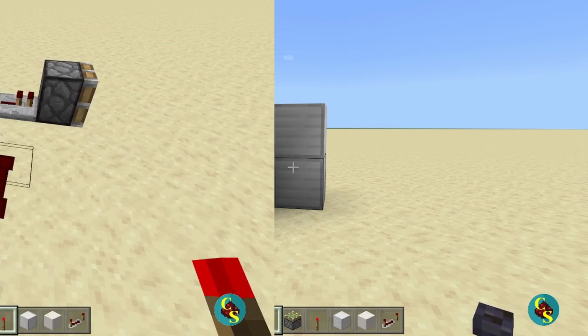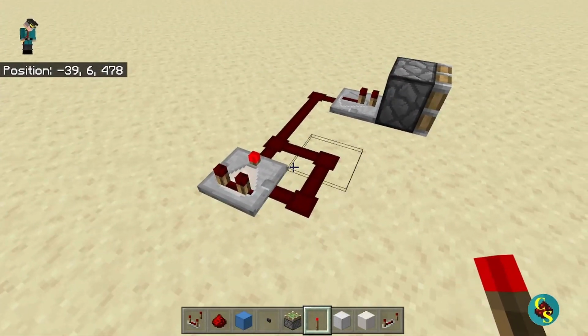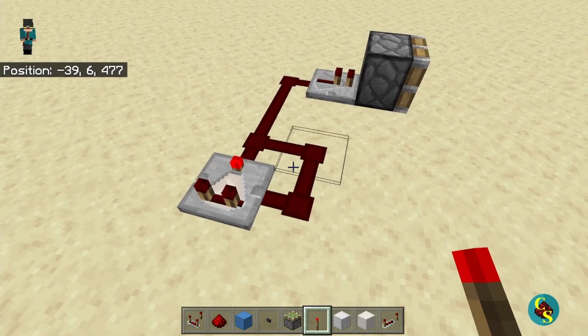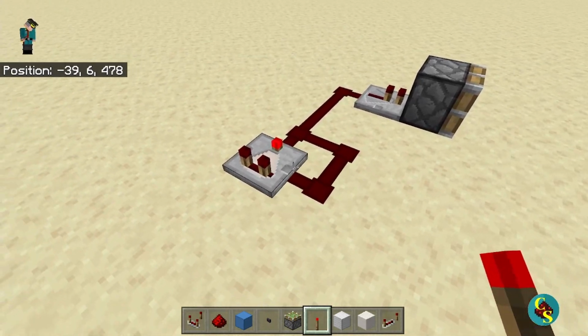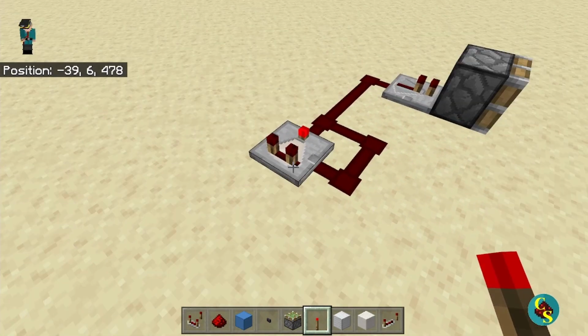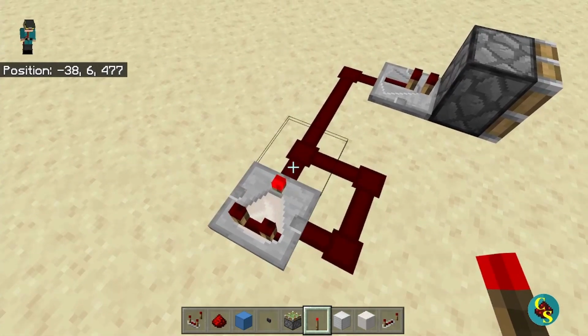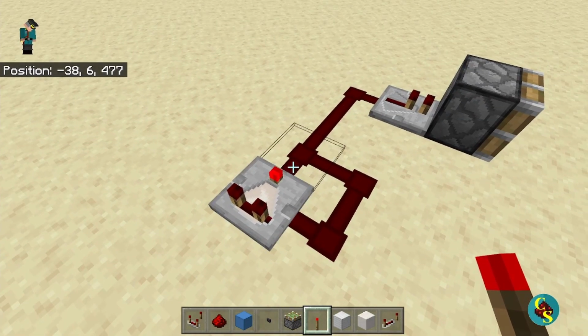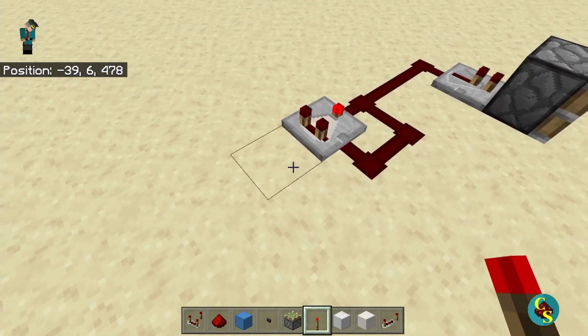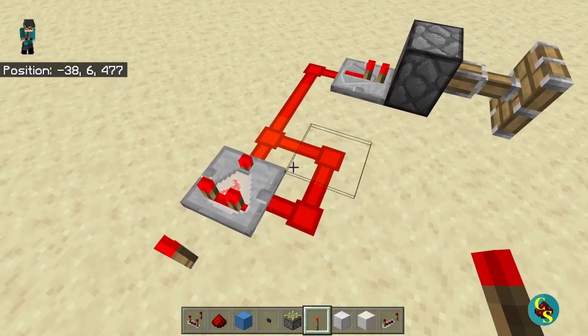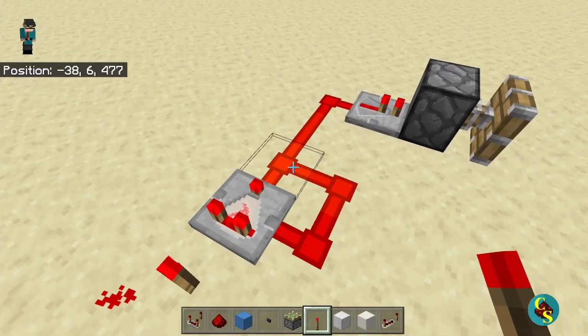The next circuit we are going to look at is a comparator clock. The comparator clock is a simple circuit that utilizes the subtract mode of the comparator. If we set up a comparator like this, with redstone running into its side from its output, and put a power source behind it, it will turn into a super fast redstone clock.